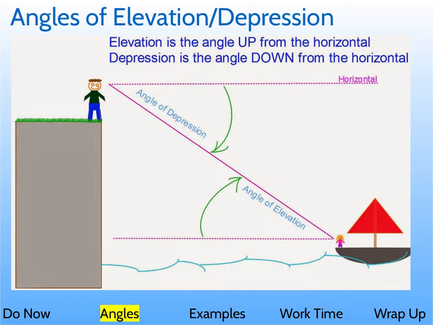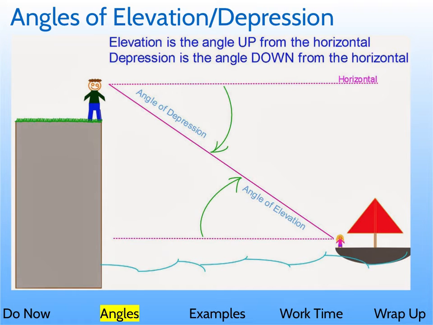Now, angle of depression is a little weird because you have to draw this imaginary horizontal line from where you're measuring. Like this seems to be from this guy's eye. And you have a horizontal line like that. And it's the amount that the angle goes down like that.